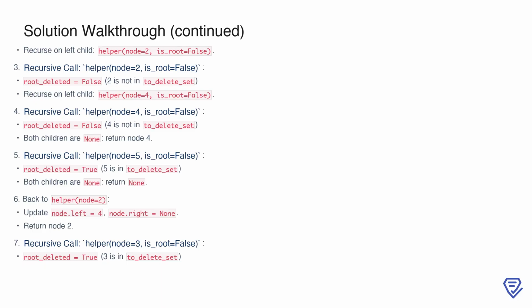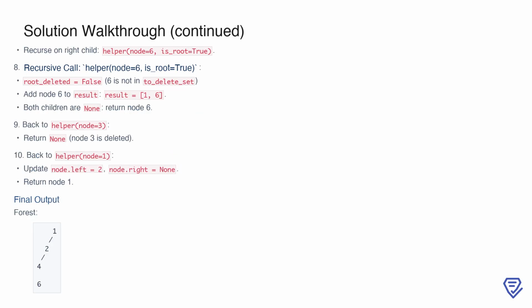Moving to the right child of node 1, we handle node 3. Node 3 is in the to_delete_set, so it is marked for deletion. As node 3 is deleted, we now explore its right child, node 6, treating it as a new root. At node 6, we determine it is not in the to_delete_set, so it is added to the result list. Since node 6 has no children, we return it as is. Returning to node 3, we find that, as it is deleted, the return value for this call is none.